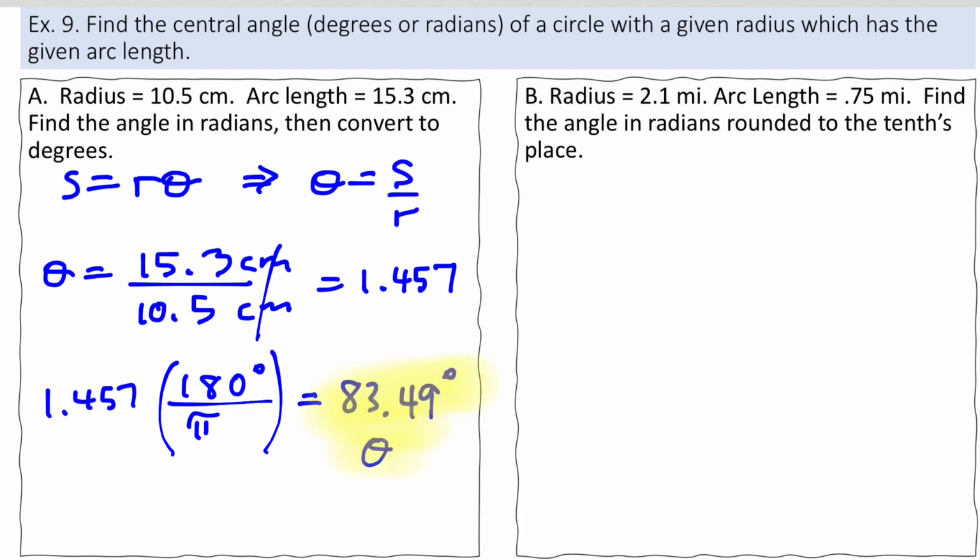The next one, B. You're given a radius and an arc length once again, but this time we want the angle in radians. So we've got the formula. We're interested in the angle.